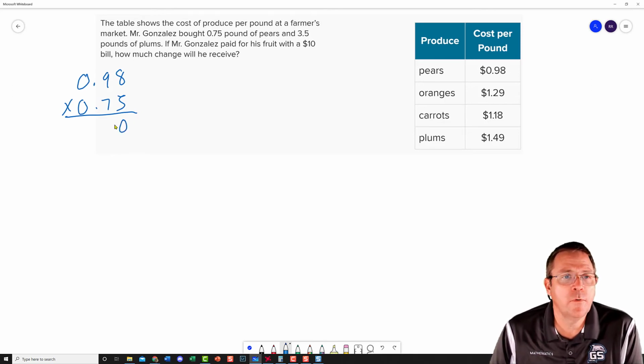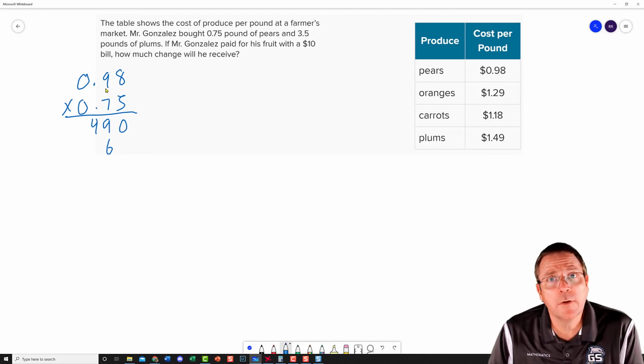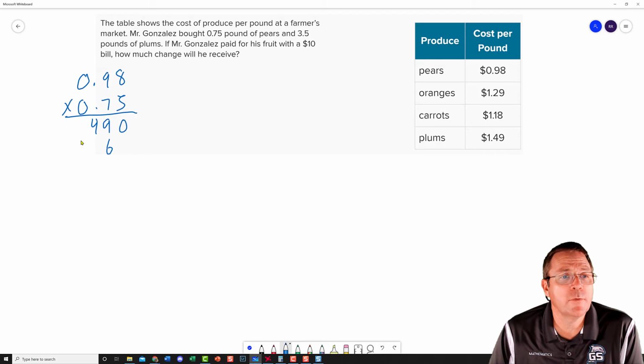5 times 8 is 40, 5 times 9 is 45, plus the 4 from the 40, that's going to give us 49. 7 times 8, that one always bothers me. It's going to be 56. Then we have 7 times 9, that one bothers me too. It's going to be 63, plus the 5 from the 56 is going to give us 68. Add them up: 0, 5, that's going to become 13, and a 7.